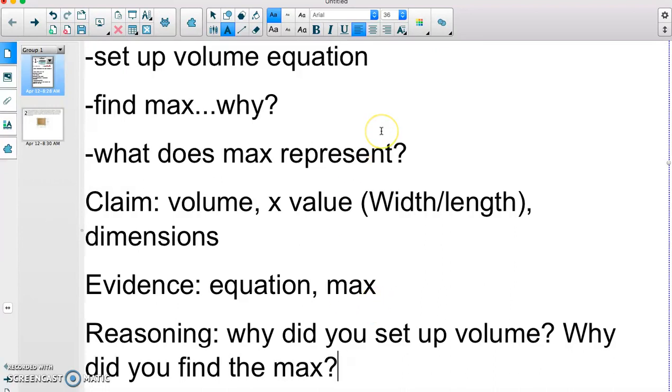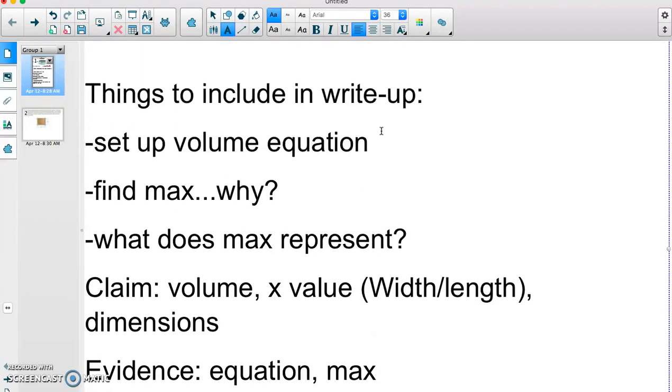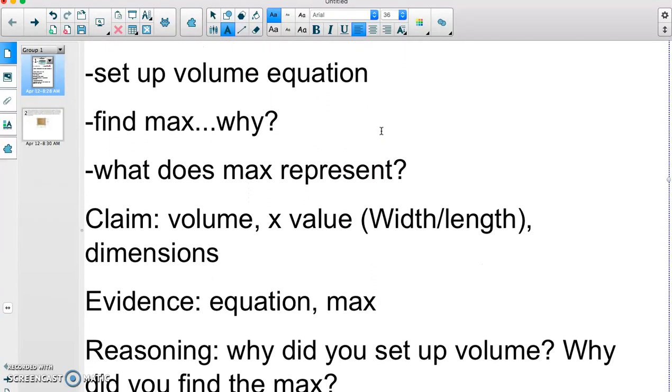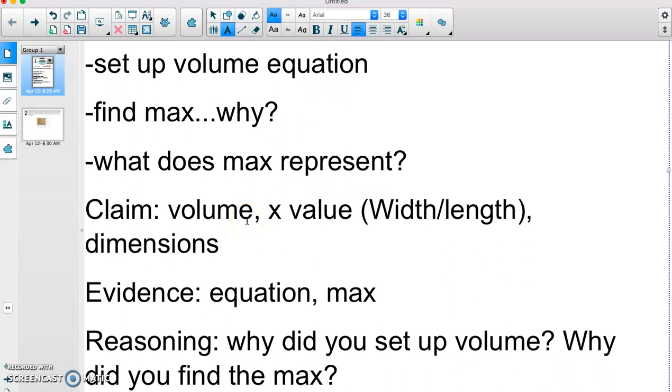Okay, so what I want you to do is look back at your outline and make sure you included all of these things here. If not, go ahead and add them in. If you have time, it wouldn't even be a bad idea to practice a write-up here.